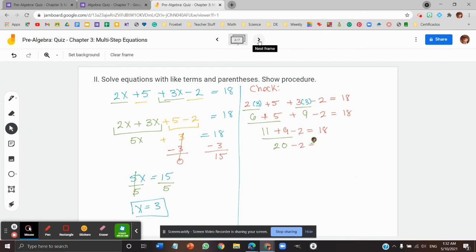Minus 2 equals 18. And 20 minus 2, and again, I'm underlining what I'm solving. I'm not dividing. That is just me underlining what I'm solving. And 20 minus 2 is 18. 18 equals 18. Therefore, we did that procedure correctly.